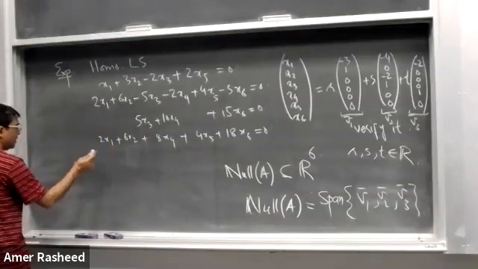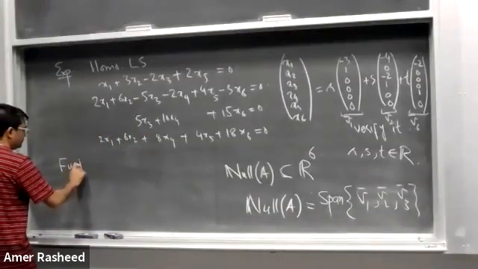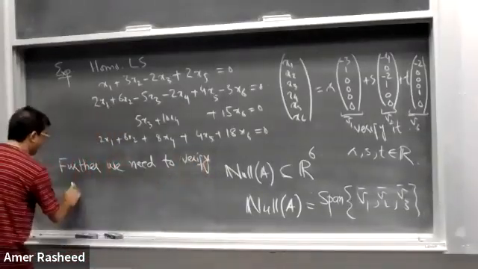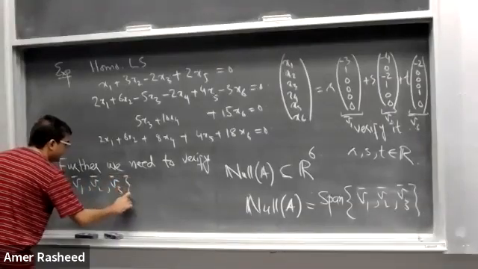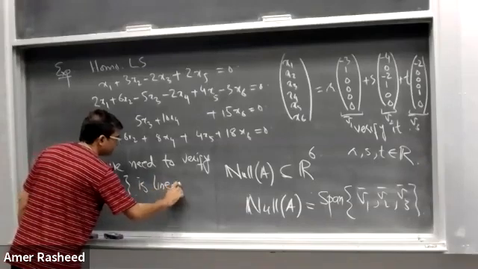Now, further, we need to verify or check that the set v1, v2, and v3 is linearly independent.